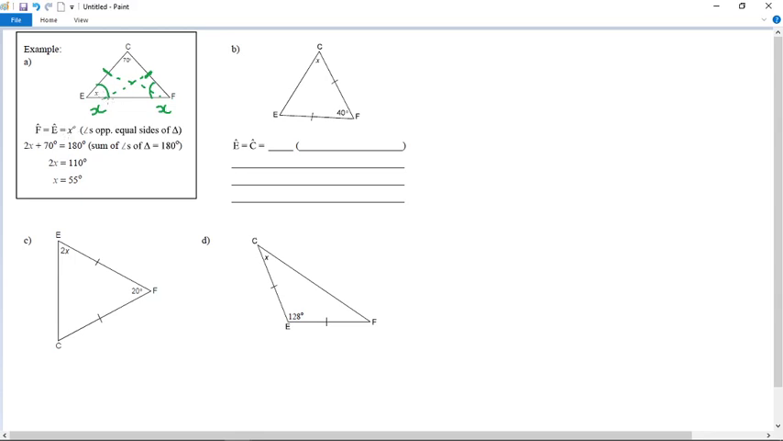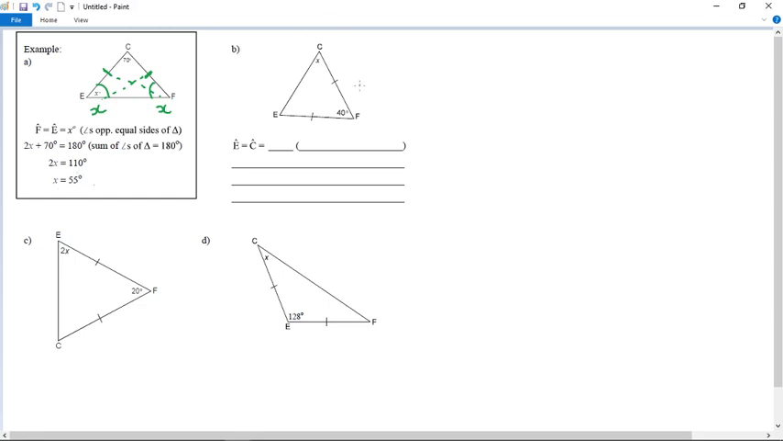Now if we want to find out what x is, we have to use the angle sum of a triangle, and the angle sum of a triangle is 180. So x plus x gives you 2x, plus 70 gives you 180. Can you see there's the angle sum? And then 2x equals 180 minus 70, which is 110, so x is 55 in the example.